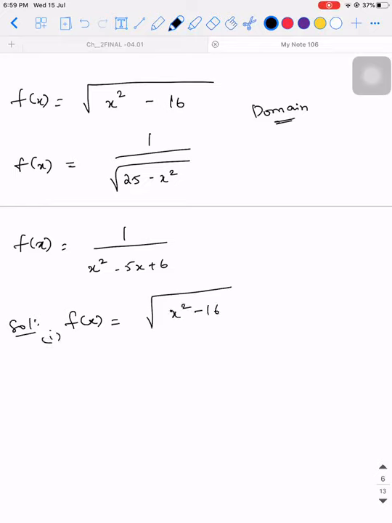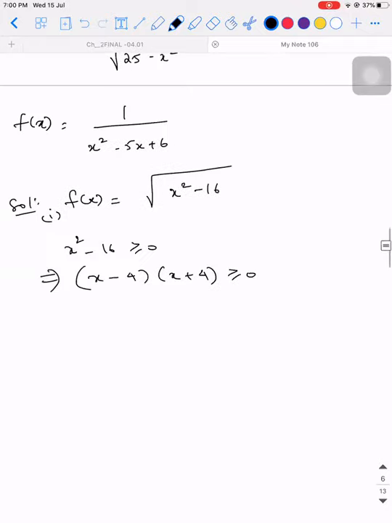So first question is f of x is equal to root of x square minus 16. So for domain, what should be the condition mathematically? x square minus 16 should be greater than or equal to 0. Okay. So (x plus 4) into (x minus 4). What are all the checkpoints? How many checkpoints you have? Minus 4 and plus 4.